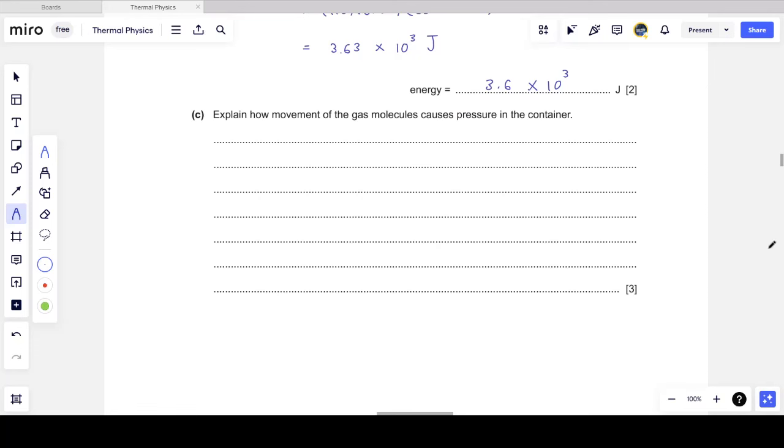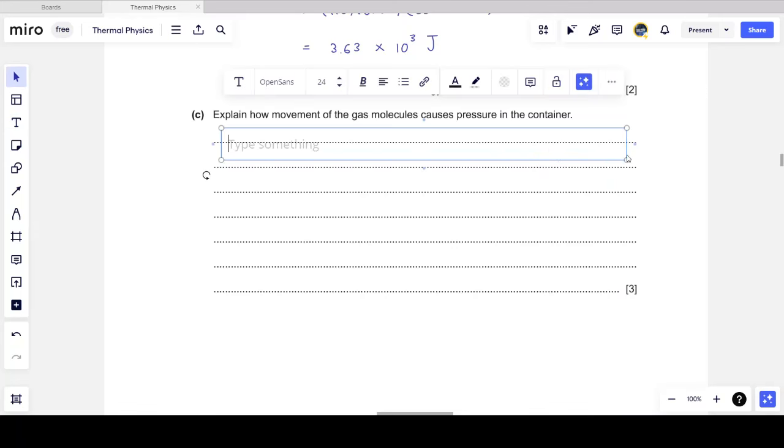Now, part C says explain how movement of the gas molecules causes pressure in the container. This is a very common question. You know how to do it, and you're going to be asked to do it. Probably very likely that you would see a question similar to this. So how does pressure happen in the container? So firstly, we know that gas molecules collide with each other, but more importantly, they collide with the walls of the containing vessel, or the walls of the container.